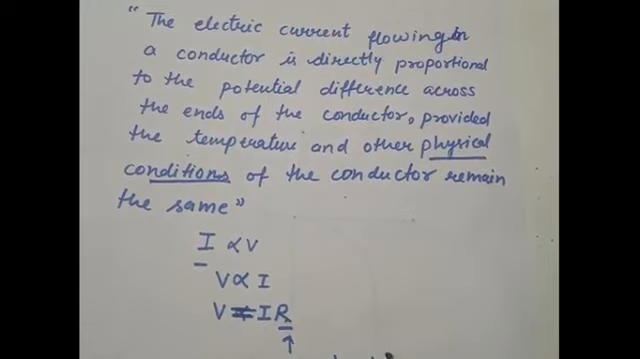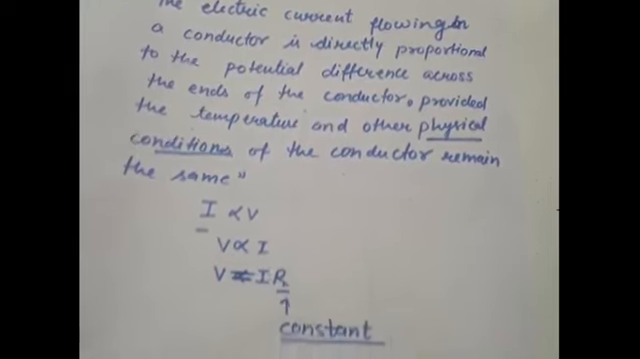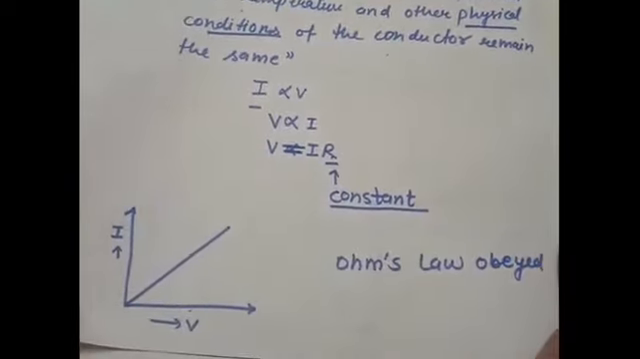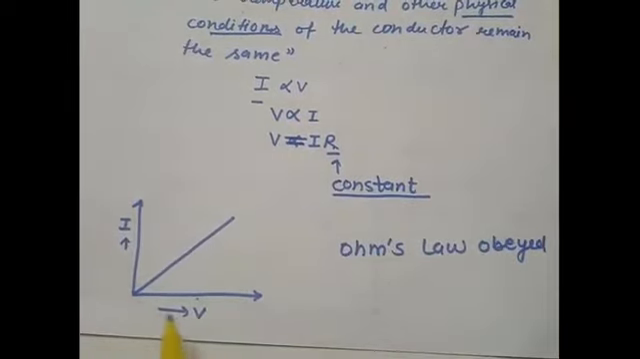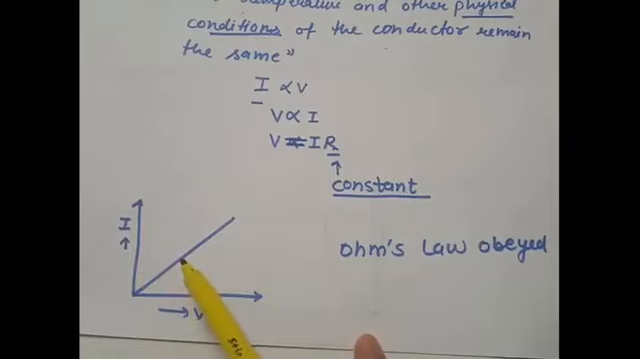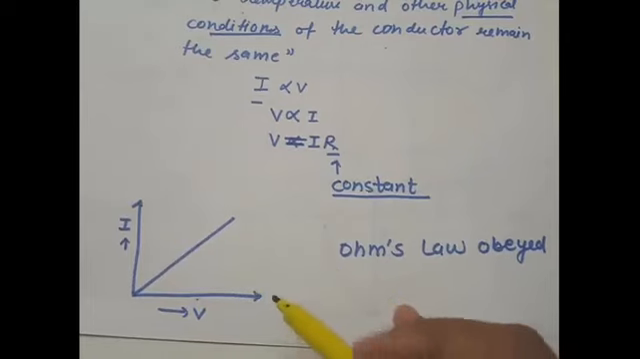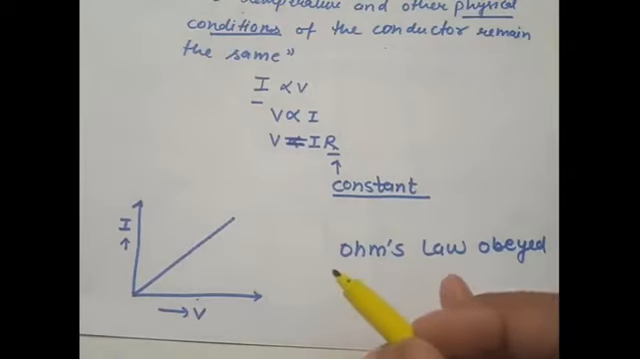So it is not always followed, because according to Ohm's law, when the temperature and the other physical conditions remain constant, then I and V should have a proportional relation with each other, and they should give a graph like this, a linear line where potential is increasing, and in the same proportion current is also increasing. But Ohm's law is not always followed because Ohm's law has been given for most of the metals.